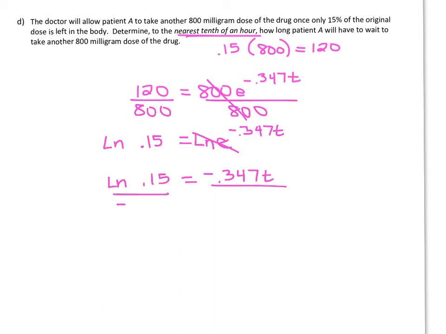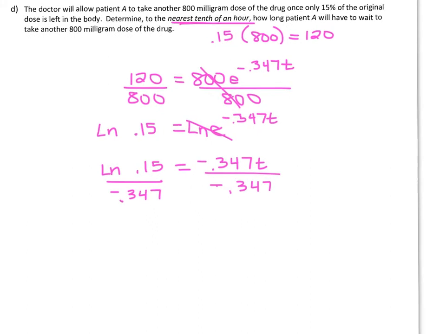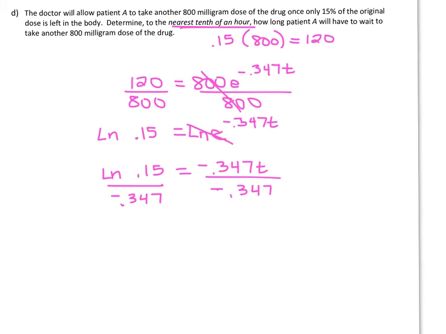And then to get the t by itself, let's divide both sides of the equation by negative 0.347. So that's going to leave us with t being equal to, and we're just going to have to plug this into our calculator. When we do, we get approximately 5.4672. Okay, and they want us to round to the nearest tenth of an hour. So the 6, we'll round that up to a 5, so it'll be 5.5 hours.